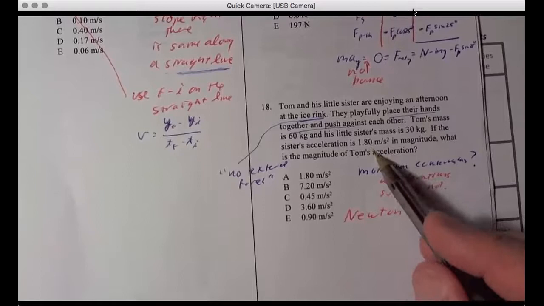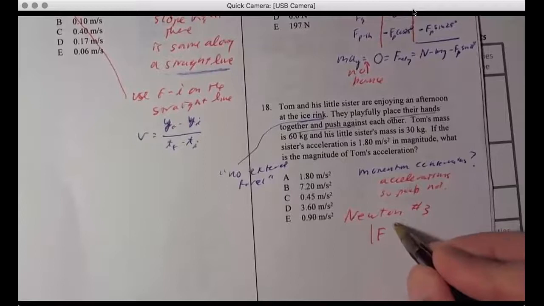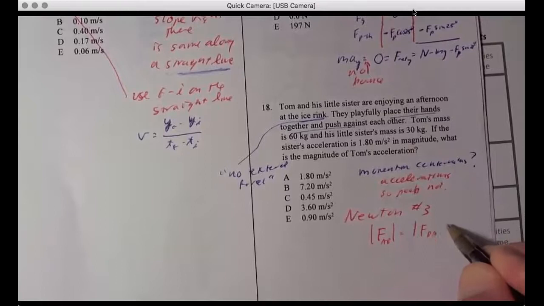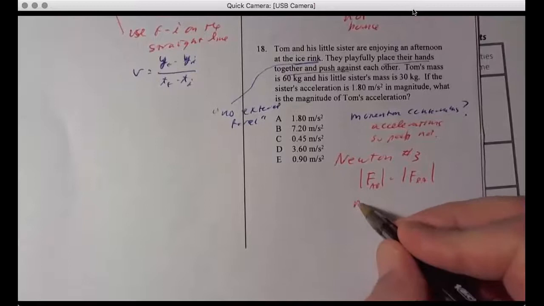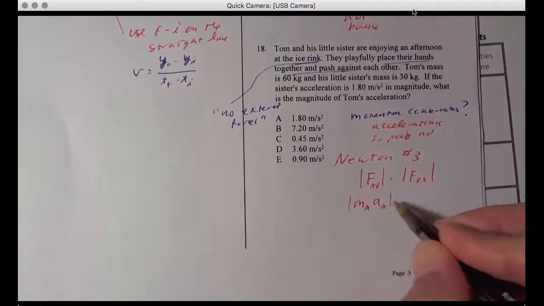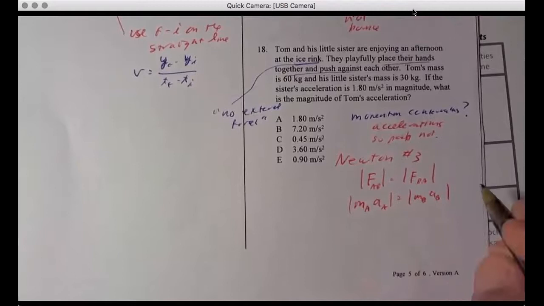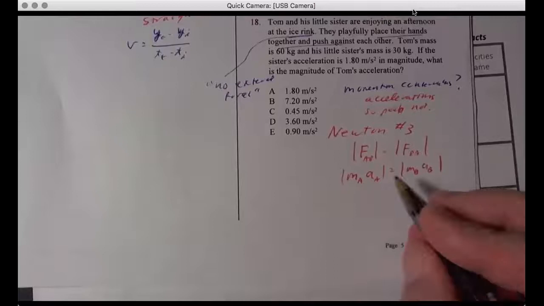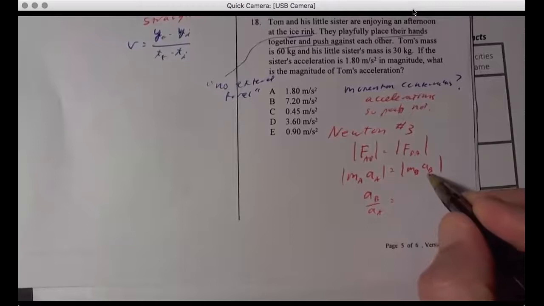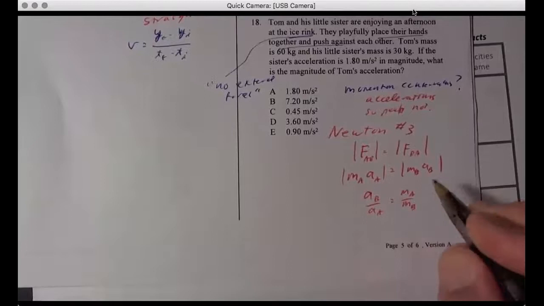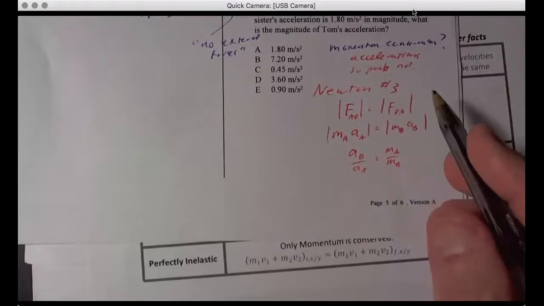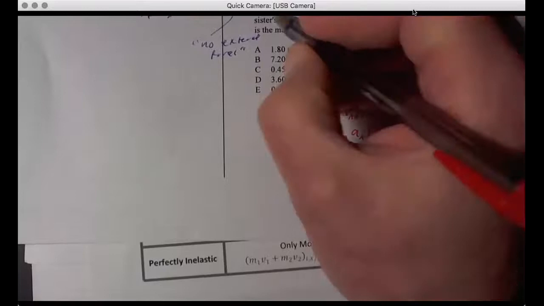And that says that the force magnitude of A on B is equal to the magnitude of the force of B on A. And so if we work on absolute values, M_A times acceleration of A in magnitude is equal to M_B times acceleration of B in magnitude. And so if we want the magnitude of the accelerations, a_B over a_A is equal to M_A over M_B. And so let's call his sister A and Tom will be B. And if I bring this down, you can actually see it.